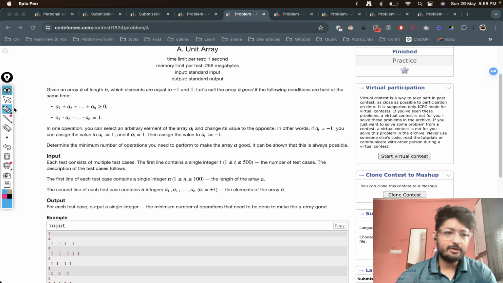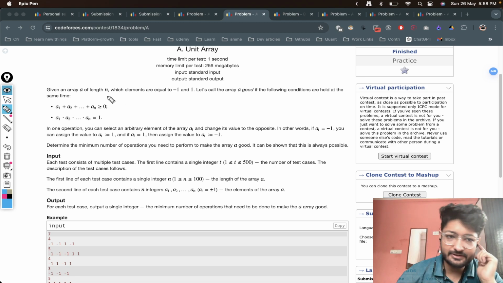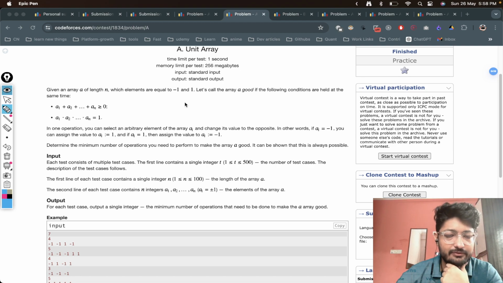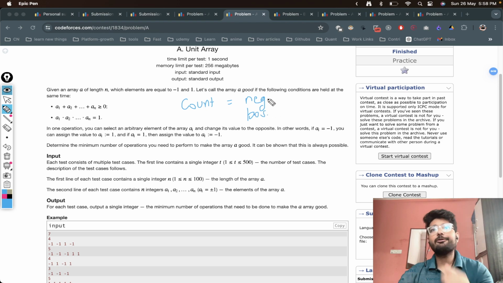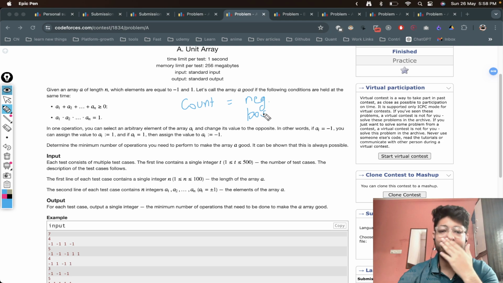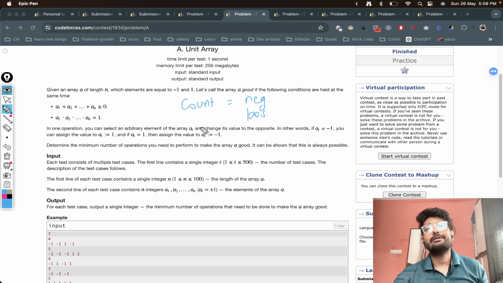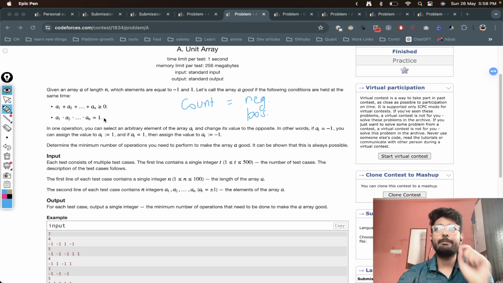The first one is the number of ones versus the number of minus ones. We first require that. So what we can do is first find out the count of negatives and the count of positives. Now if the number of positives is already greater than or equal to the number of negatives, then we have already fulfilled the first condition. Now the next condition is that the number of negatives should be even.